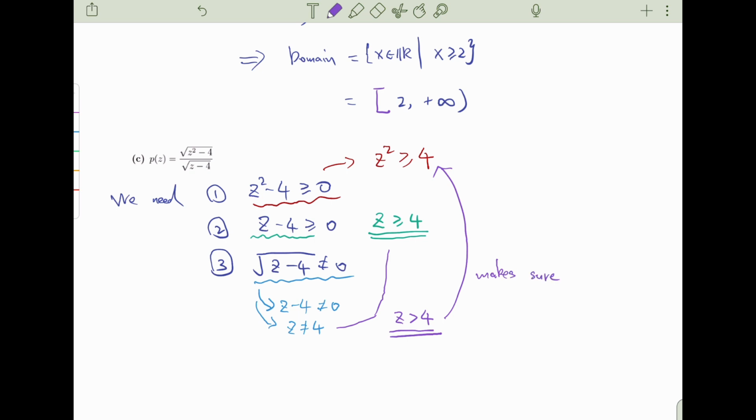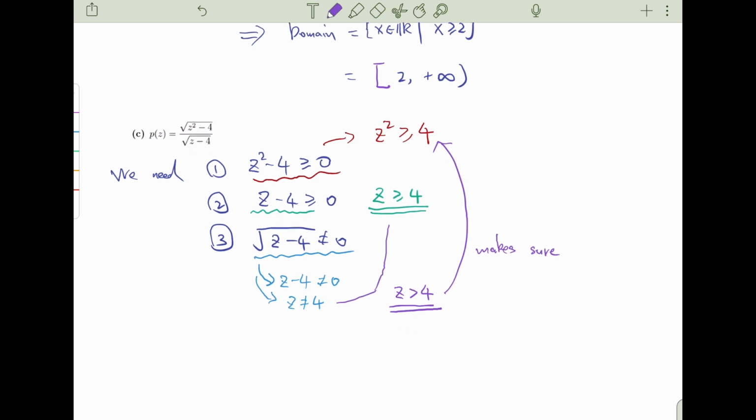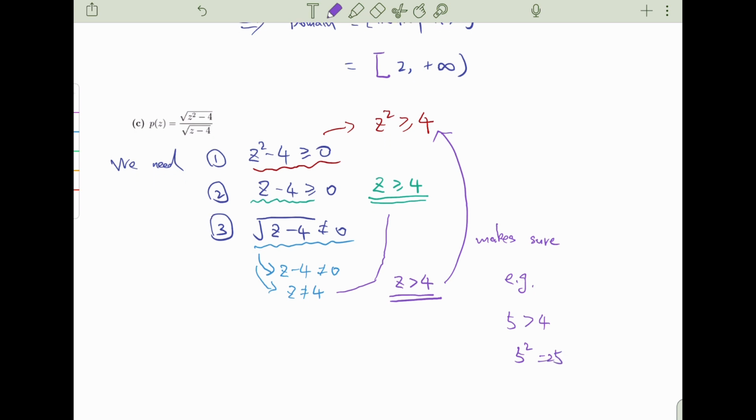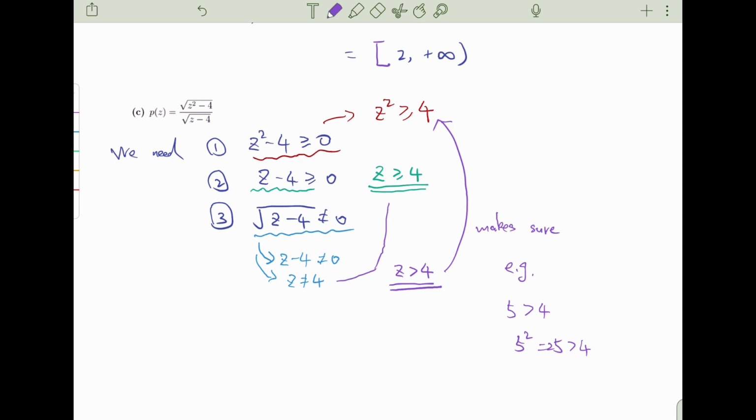So this makes sure this happens. So we don't actually need to solve the red inequality here, because by the information that z has to be greater than 4, then z squared greater than 4 is already, naturally, automatically satisfied. Right? For example, 5 is greater than 4, right? And 5 squared is equal to 25. It will just get even larger than 4, right? So this condition is satisfied right now.